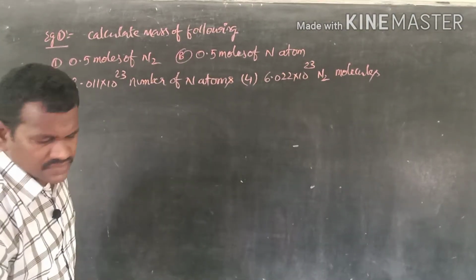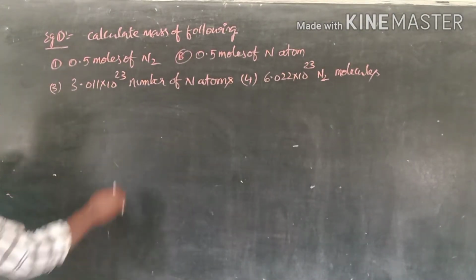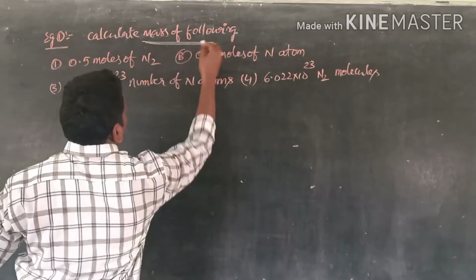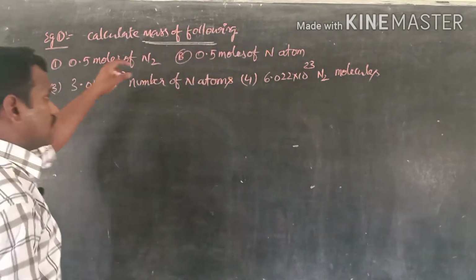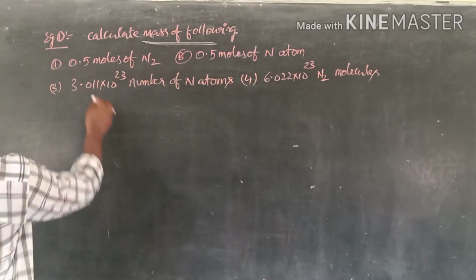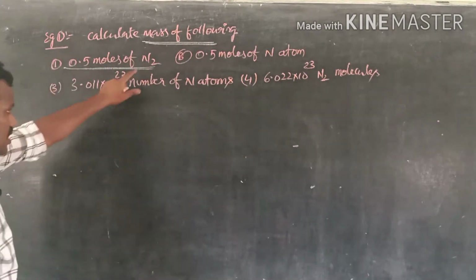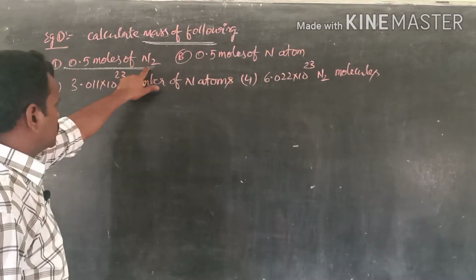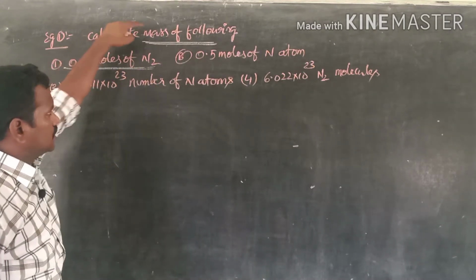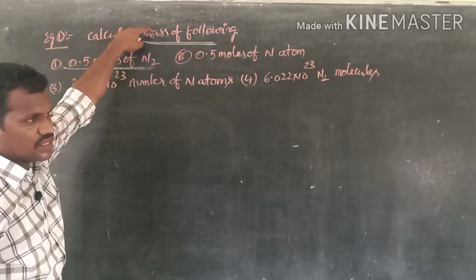See, here some problems are provided. Calculate the mass of the following. We should calculate the mass. First they provided 0.5 moles of N2. N2 is nothing but molecular weight. So they provided the moles and we should require the relation between the mole and the mass.